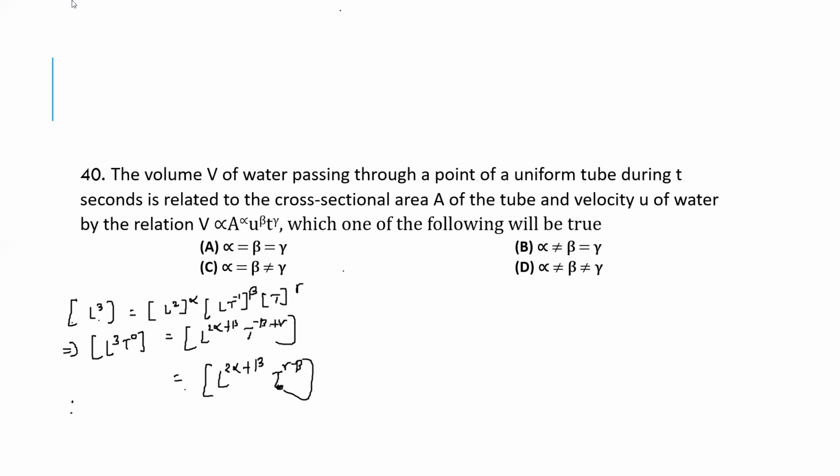So on comparing on both the sides the powers of L and T, we get 2 alpha plus beta is equal to 3. Therefore, we can simplify it as 2 alpha is equal to 3 minus beta. Okay, so I can keep this as equation 1. Then T to the power of gamma minus beta is equal to 0. Therefore, gamma is equal to beta.